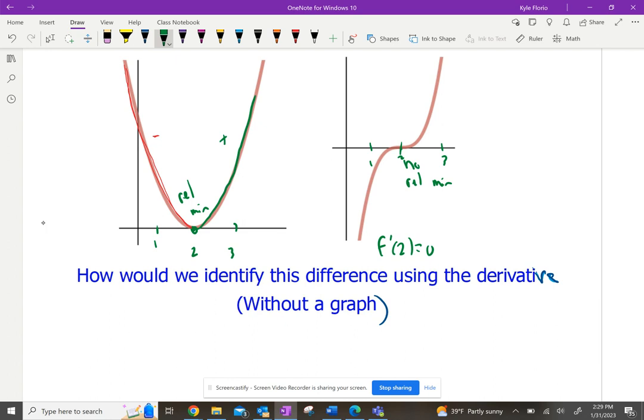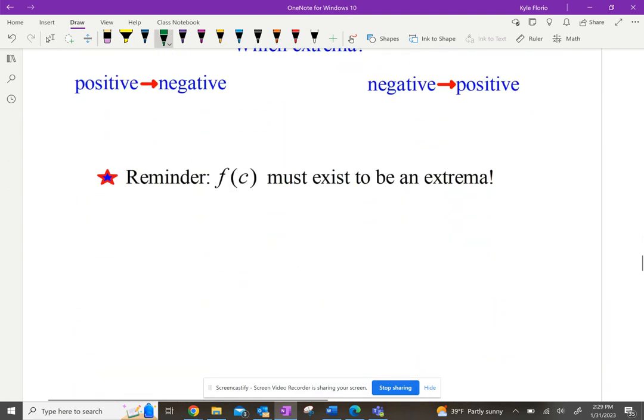In this situation, if I plug in a number less than 2, my slope is positive because the function is increasing. And if I plug in a number bigger than 2, I'm still going to get a positive slope because the function is still increasing. Because there's no sign change, there's no extrema. There's only extrema when you have a sign change.